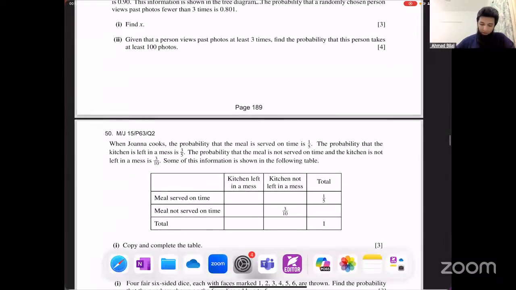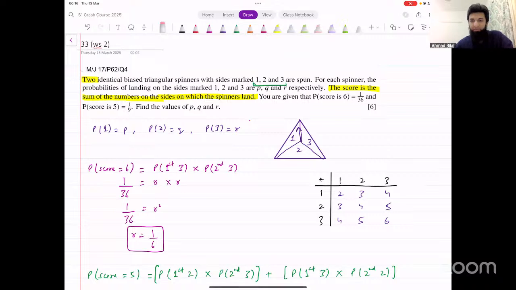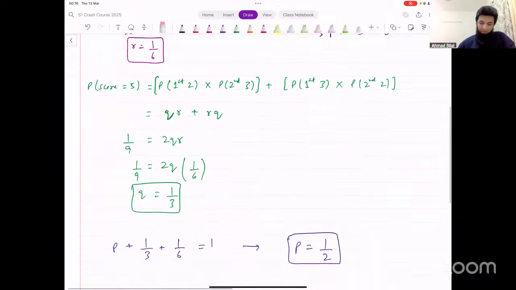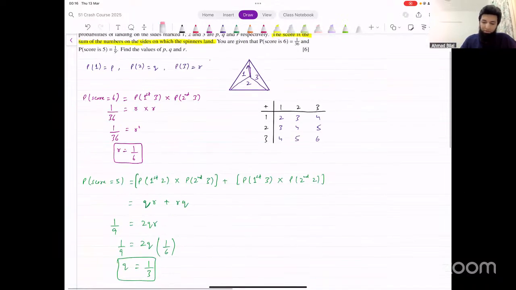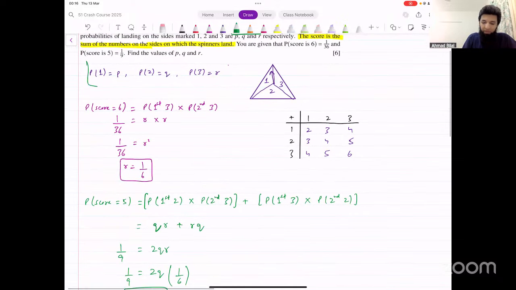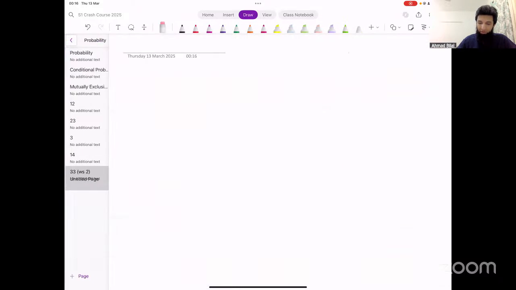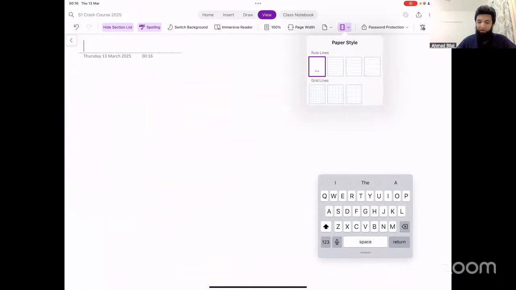Okay, let's do question number 11. How do we find P? We have three possibilities, right? Three probabilities, P, Q, and R. The total probability has to be 1, right? So if we know Q and R, then P is just going to be 1 minus the other ones, right? Okay, let's do question number 11, and then we end with that.